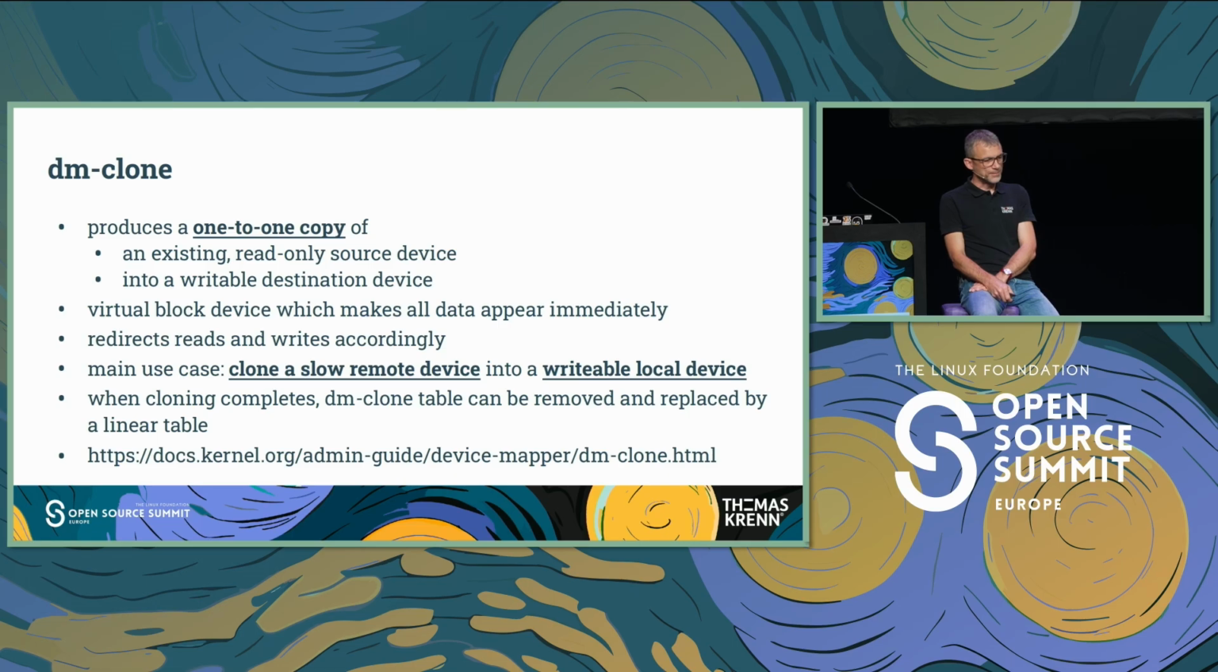I think I'll speed up a little bit to have the time to go into the details of the video more. dm-clone, next one, produces a one-to-one copy of an existing read-only source device into a writable destination device. And the main use case is to clone a slow remote device into a local writable device with a low latency. So it redirects the reads and the writes accordingly, and you have the advantage when you have a slow remote target, for example, via a network or something like that.